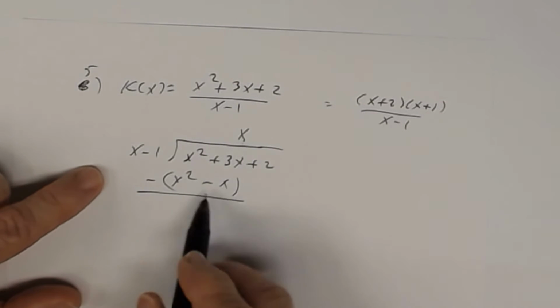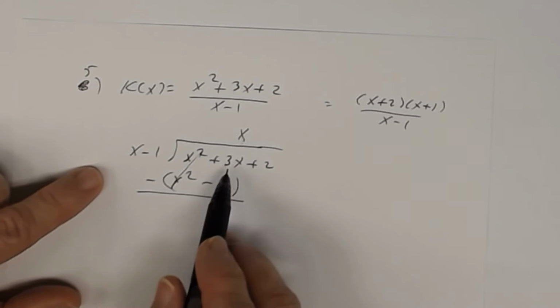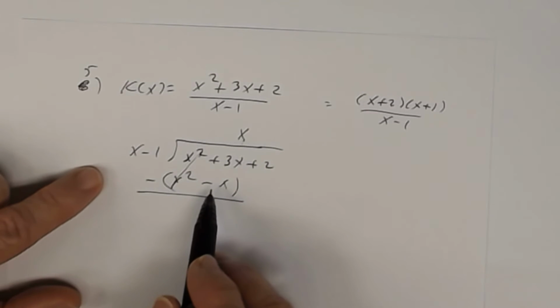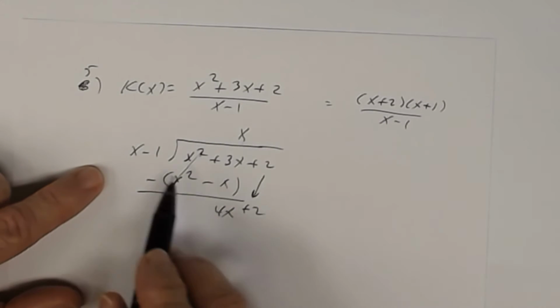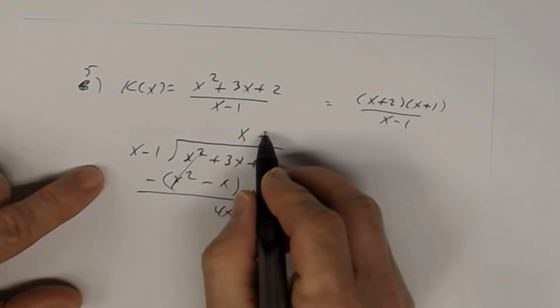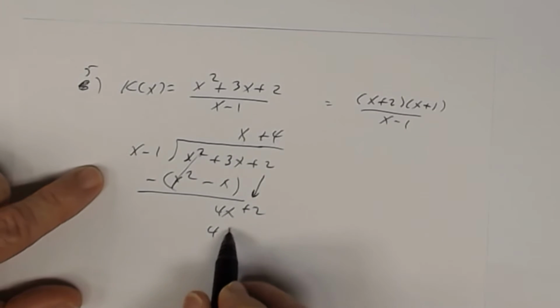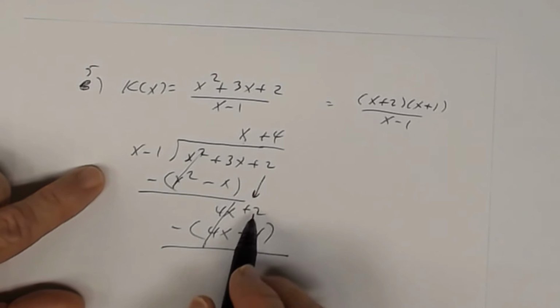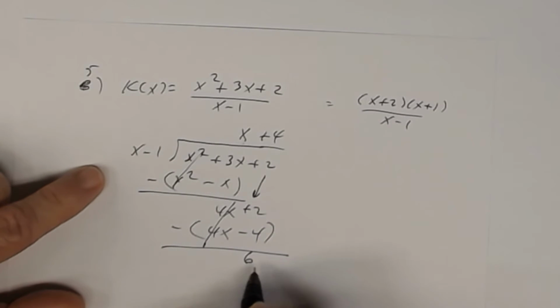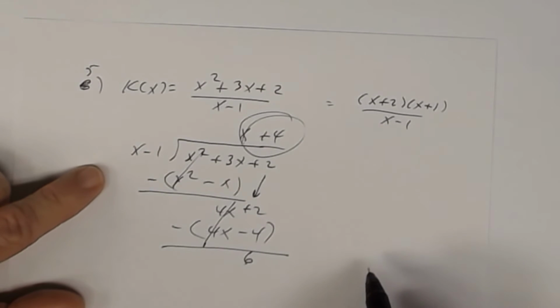Then you subtract. X squared minus x squared, 0. 3x subtract a negative x is the same thing as saying 3x plus x, which is 4x. And then bring down the 2. Divide again. X into 4x is 4. 4 times x is 4x. 4 times negative 1 is a negative 4, and we subtract. 4x minus 4x is 0. 2 subtract negative 4 means the same thing as 2 plus 4. So that's 6. And so there's your quotient.